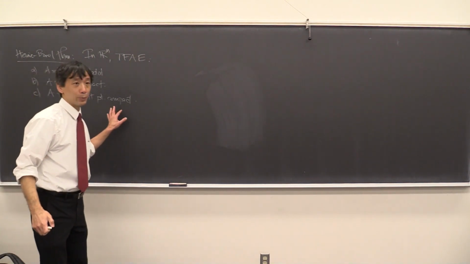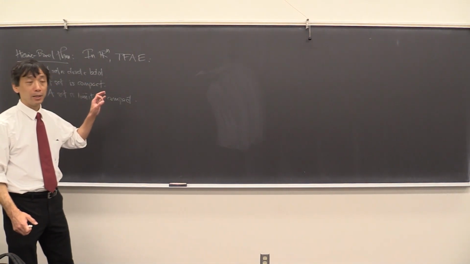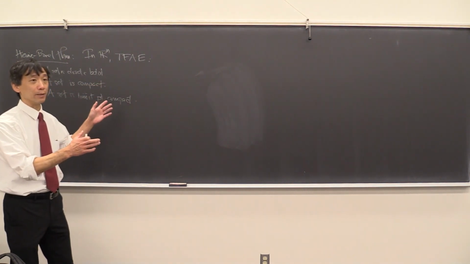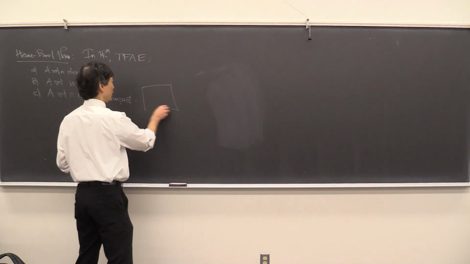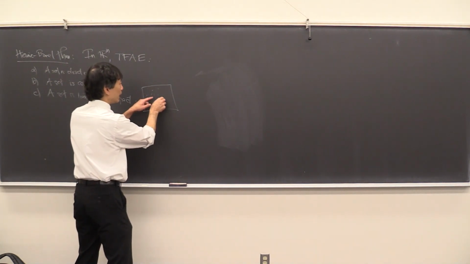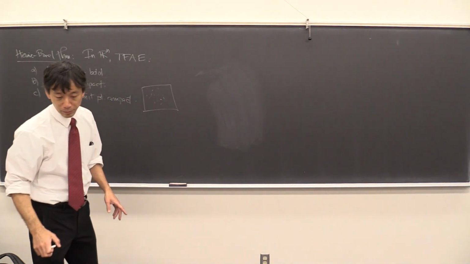Okay, and remember, limit point compact means that whenever you have an infinite subset, then that infinite subset has a limit point within your set, right? So you've got this set, and then you've got an infinite subset in here that's guaranteed to have a limit point inside your original set.